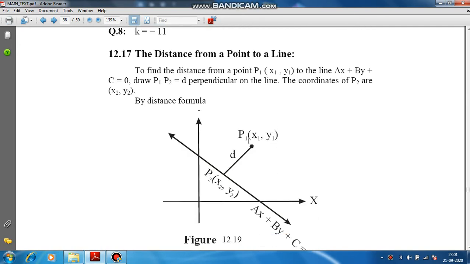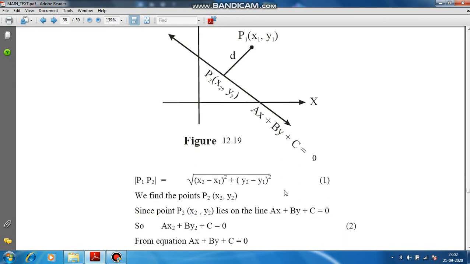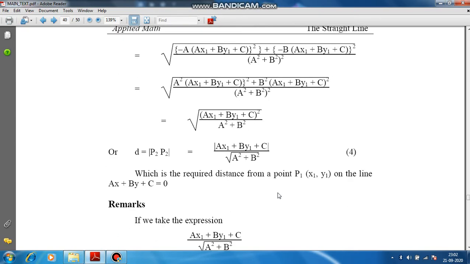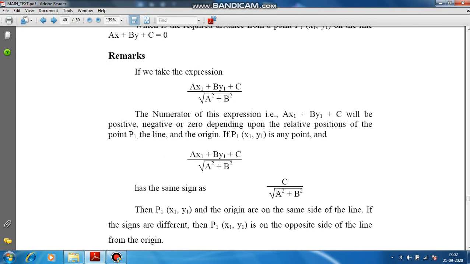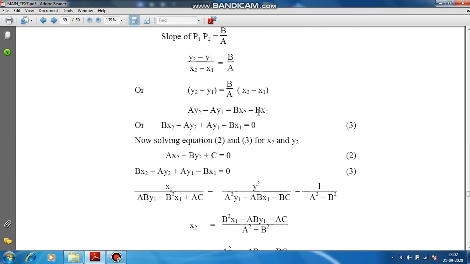That is, if P1 is a point (x1, y1) and there is a line whose equation is ax plus by plus c equal to 0, then what is the perpendicular distance from P1 to this line? The formula is deduced, but we are not going for deduction, we just have to know the formula, and the formula is mod of ax1 plus by1 plus c, divided by square root of a square plus b square.